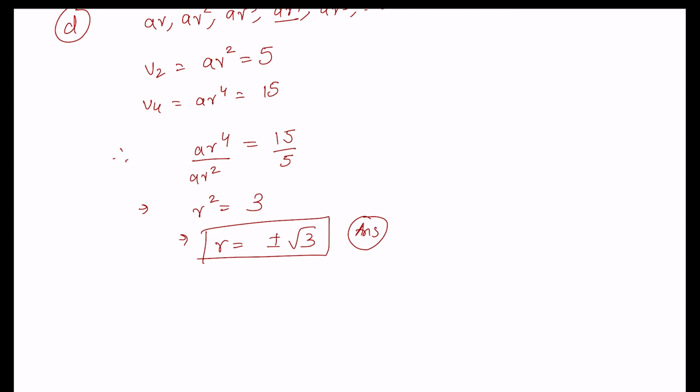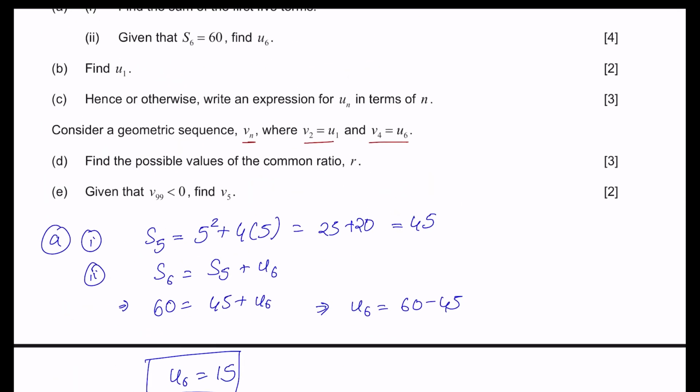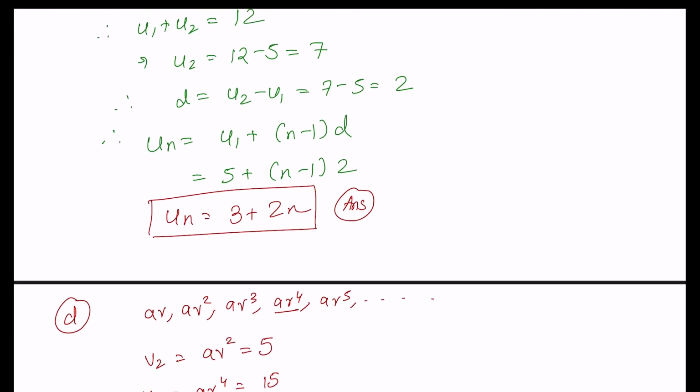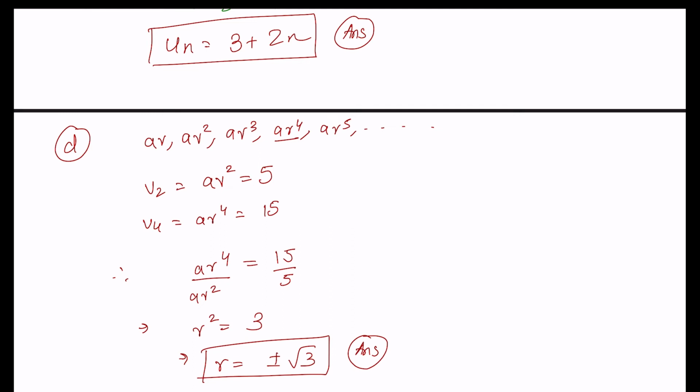Now, moving on to the last part, that is E. In E, what they are saying is that V99 is less than 0. So we have to find V5. Now, one observation from the first part: ar squared is 5, right? So r squared, even if r is negative root 3, would be positive. As ar squared is a positive number, this means that a is always positive, so we rule out the possibility that a is negative. Same from here, r to the power 4 is positive, so the sign will depend upon a. As 15 is positive, a would be positive.